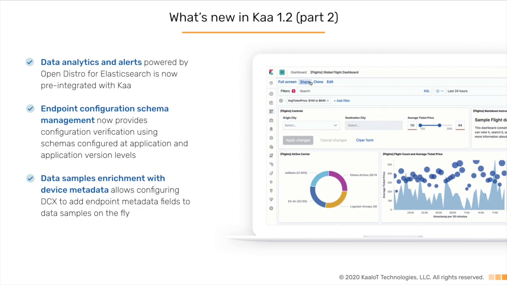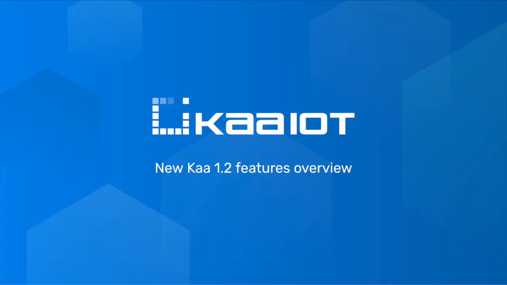There is also Endpoint configuration schema management, which allows IoT developers or admins to set up data formats and fields that regular users will be working with. And finally, a convenient feature in regard to enriching the collected device telemetry with various metadata attributes for better analysis and visual representation. Now let's look into each of these features, and I will also demonstrate how they actually work in Kaa.